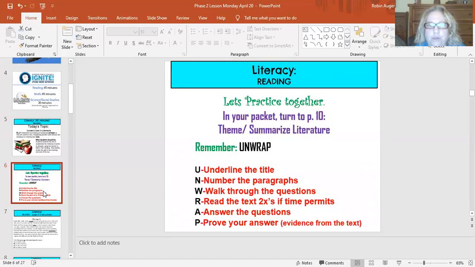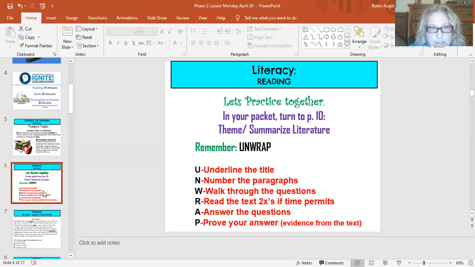Okay, so as usual, we will be doing UNWRAP. U is for underline the title. And remind me if we get into our lesson and I forget this because I did the last time when we were live, because I get so excited sometimes about getting into the passage. Okay, so remind me that we need to unwrap before we even start. So U is for underline the title. N is for number the paragraphs. W is for walk through the questions. R, read the text 2 times if time permits. A, answer the questions. P, prove your answer. And that's with evidence from the text that we will cite.